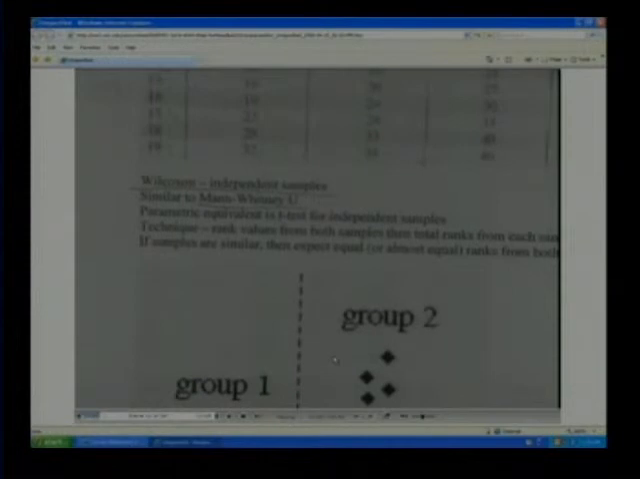Okay, the next test I'd like to look at is a Wilcoxon test for independent samples. Sometimes you'll see it called the Mann-Whitney-U. Sometimes it's going to be called the Mann-Whitney-U Wilcoxon test. There's just several names for it, so be ready to see a bunch of them. But it is the non-parametric equivalent of a t-test for independent samples.